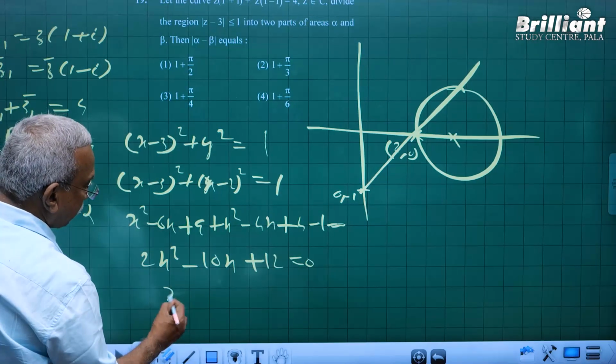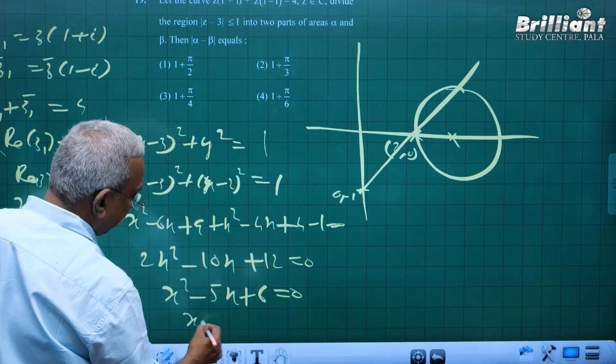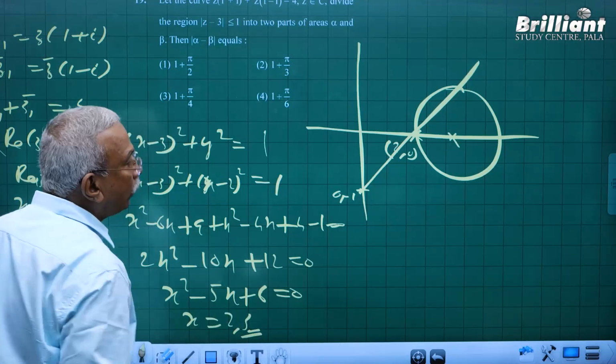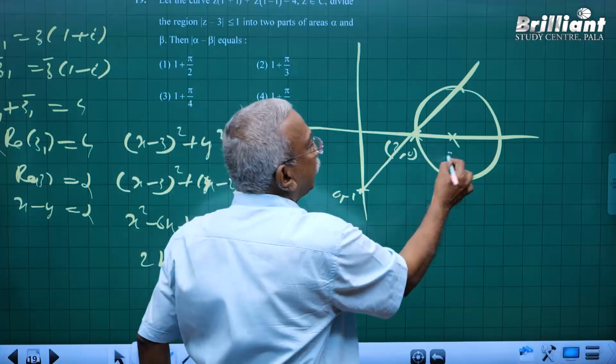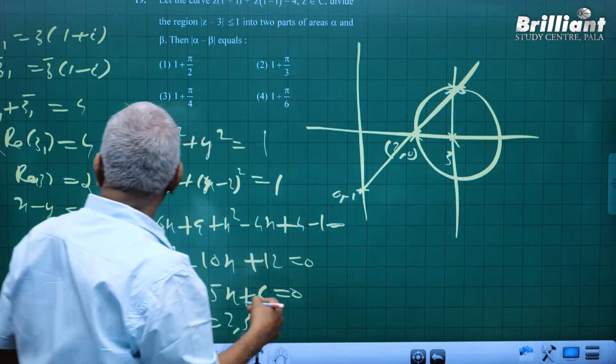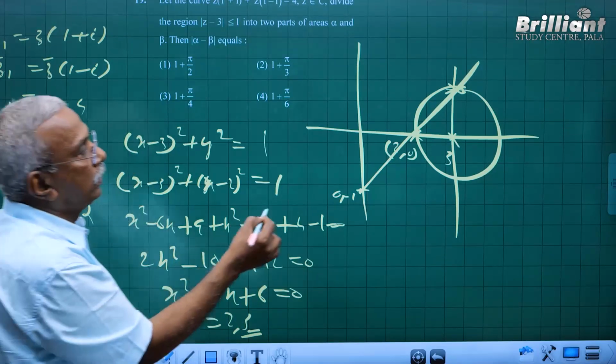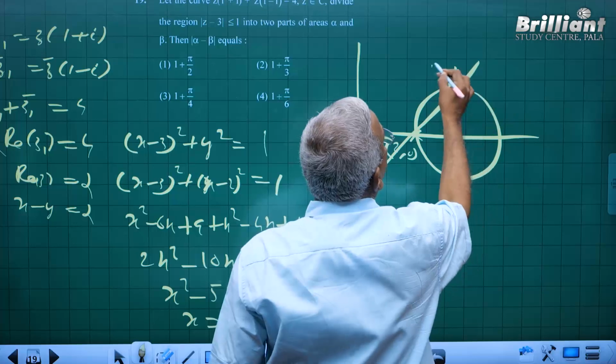That is x square minus 5x plus 6 equals 0. So x is equal to 2, 3. Here 2 is there, and 3 is this point. So the point of intersection has x equal to 3. When you put 3 in here, x is 3, so y is 3 minus 2, which is 1 unit. So this point is (3, 1).